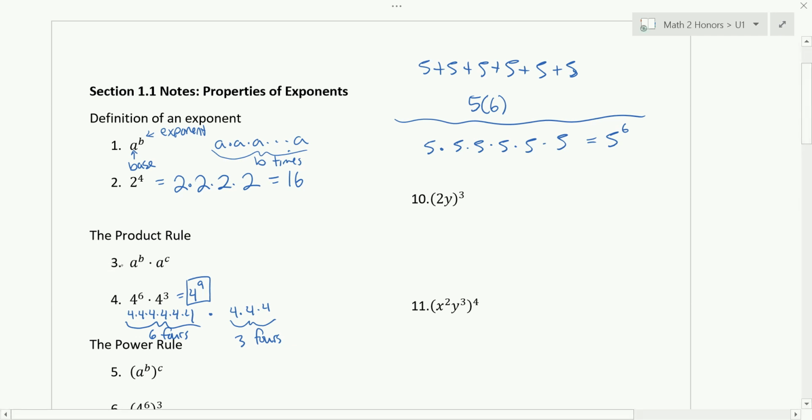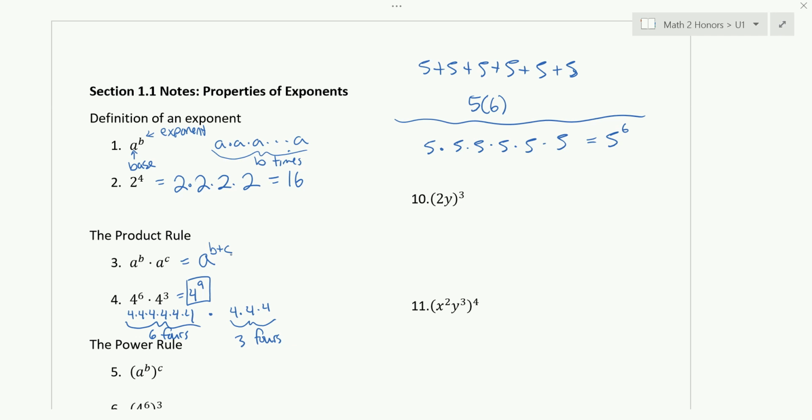So in general, number 3 is going to be A to what power? Do you guys see, if you go look at 4, do you see how we could use the 6 and the 3 to get 9? The shortcut would be to add them, right? And so add the B and the C. So A to the power of B plus C. So that's what we refer to as the product rule.